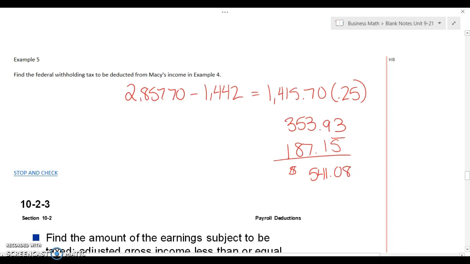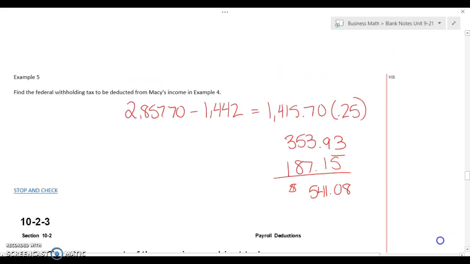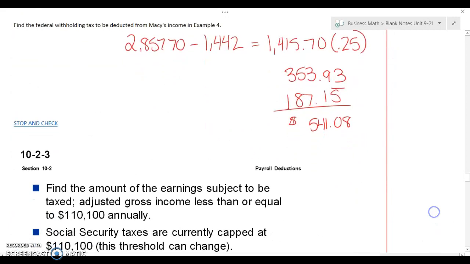Okay, go try the stop and check. Use your figure and figure 10.4, 10.3 to answer the questions. Come back when you're done.